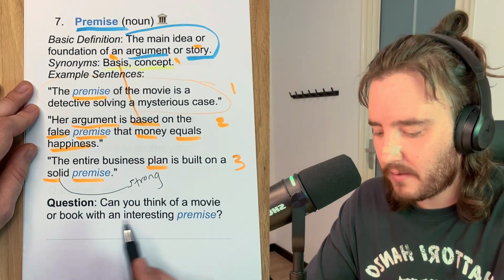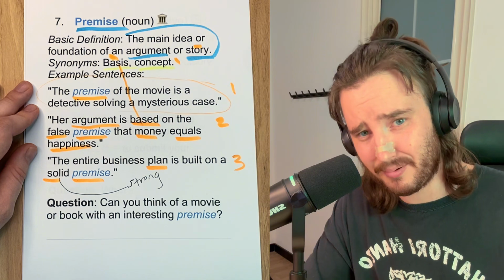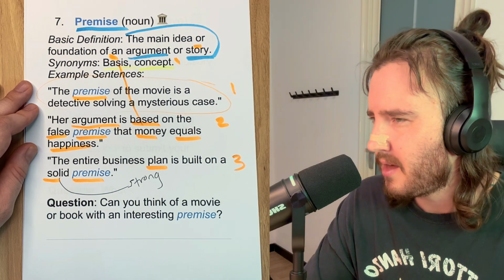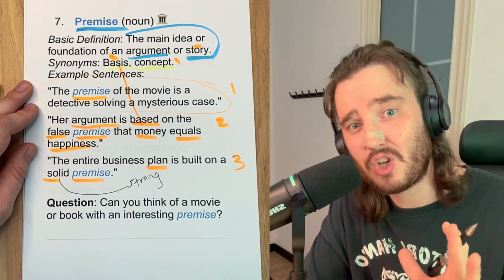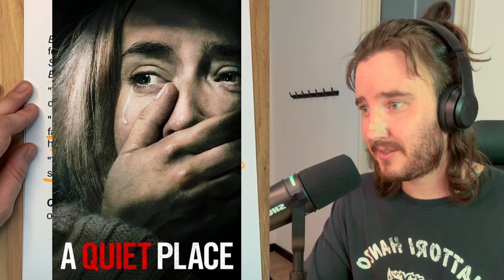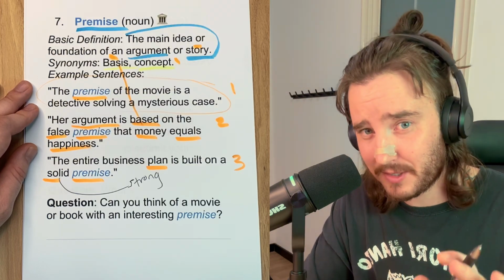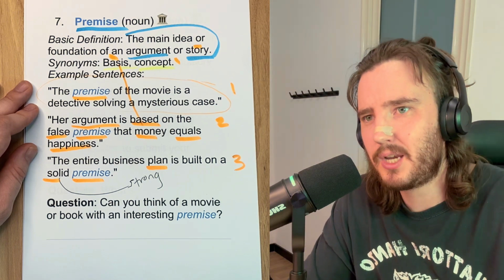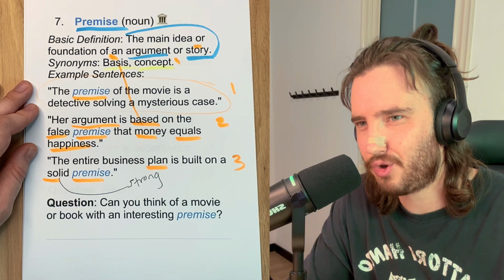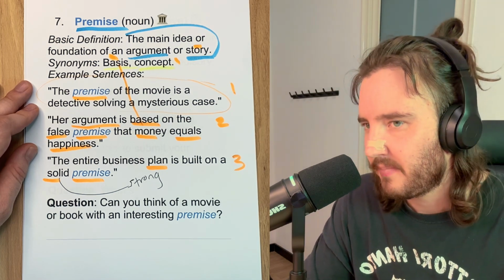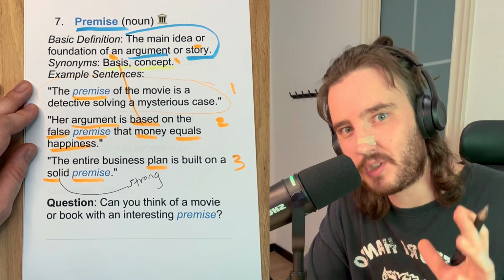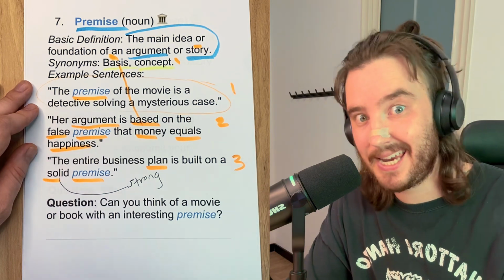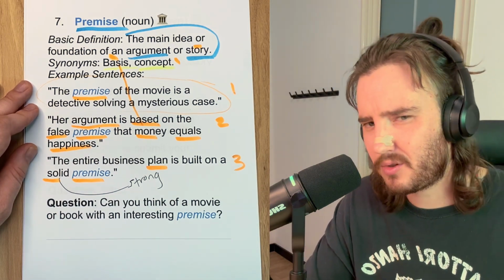So can you think of a movie or book with an interesting premise? I can, right off the bat. The first thing I think of, the first movie that comes to mind is A Quiet Place. Have you guys seen that movie? Are you familiar with this movie? A Quiet Place. That's all about this world where, you know, there are these monsters, these creatures. I think they might be aliens, right? And they are attracted to sound. If they hear you, then they can see you and they will rush at you and eat you or attack you, right? So that's the premise of this movie.